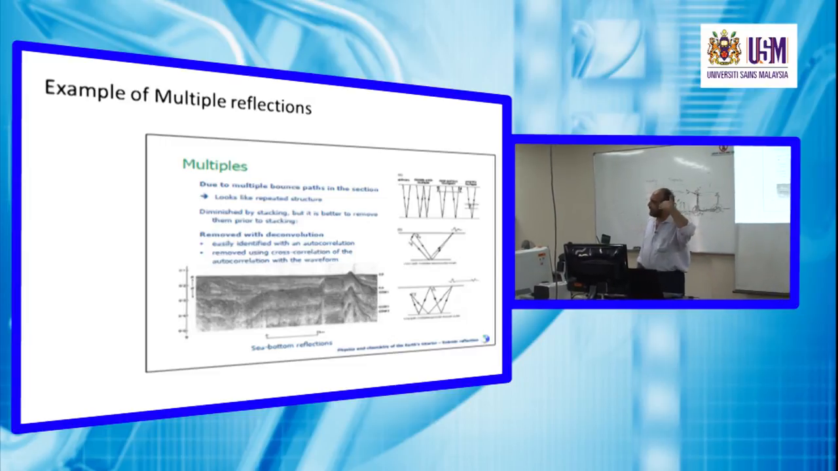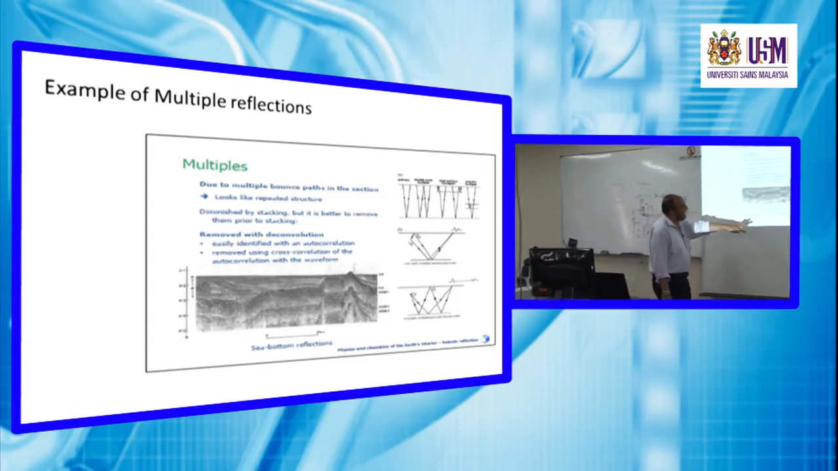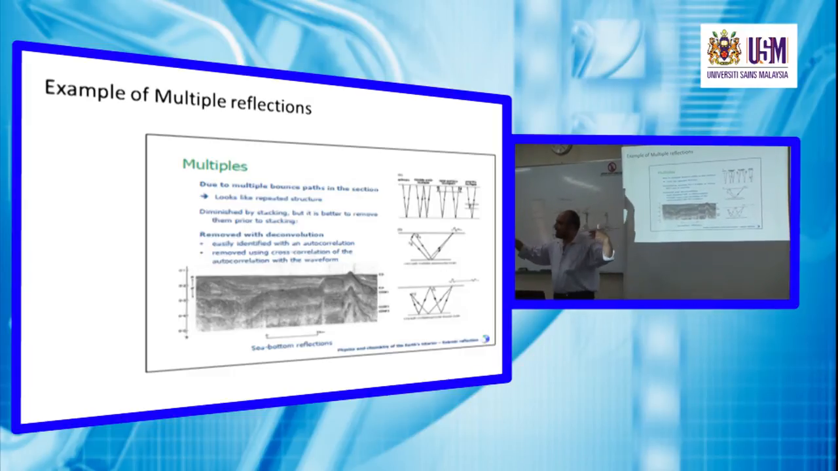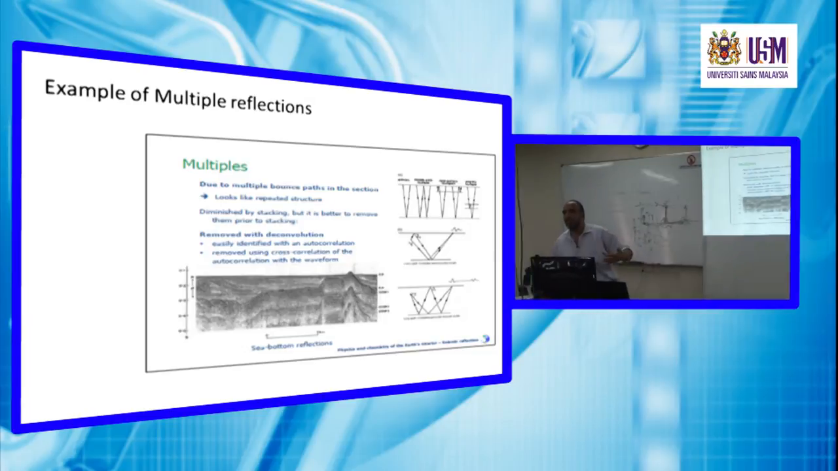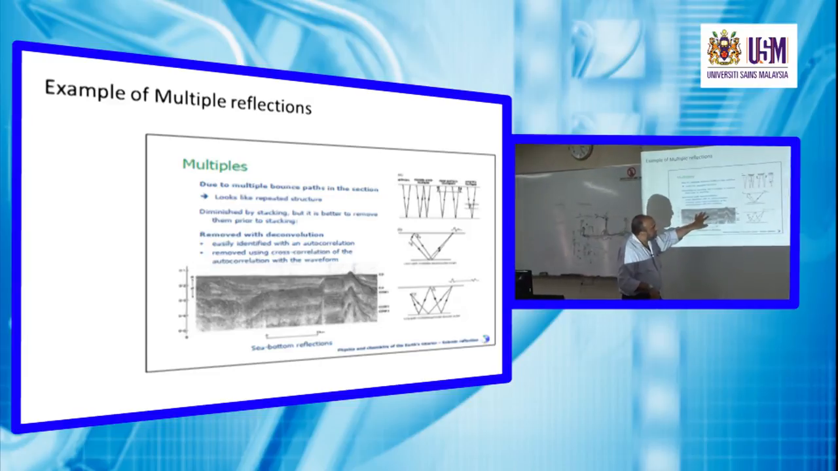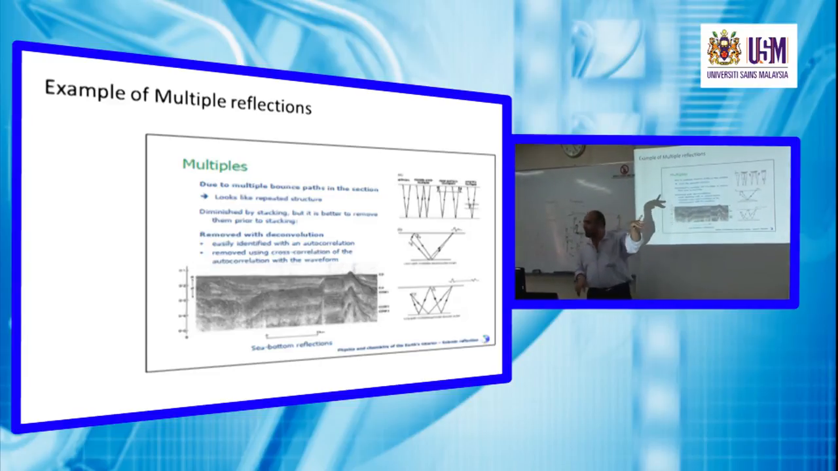So suppose I didn't take care of this feature and worked on this interface, deriving that I have another structure at deeper depths, and then went to logging, and there is no such structure. Another dangerous effect of these multiples is that they may hide the actual data.